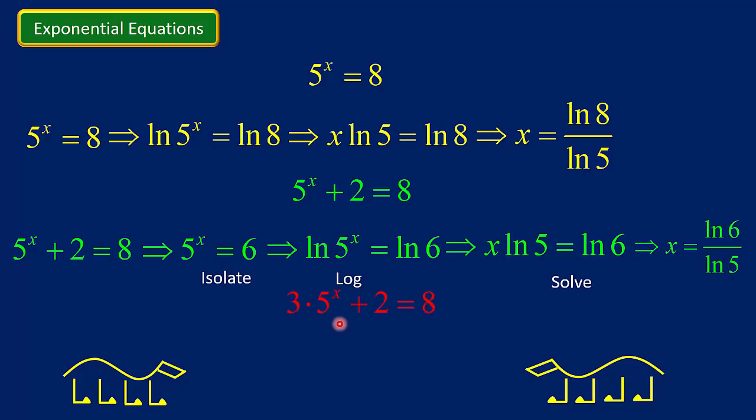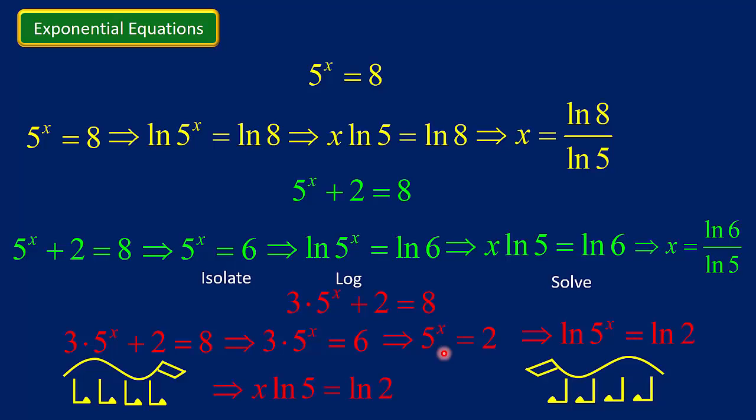We've got to isolate. Now the isolating is going to involve subtracting the 2, and then I need to divide by this 3. There we go. So we have isolated. We had to subtract the 2 and then divide by the 3. Then you log it, bring the x around, and solve. And there we've solved this exponential equation. So remember, isolate, log, and solve.